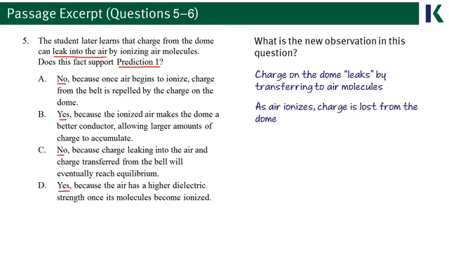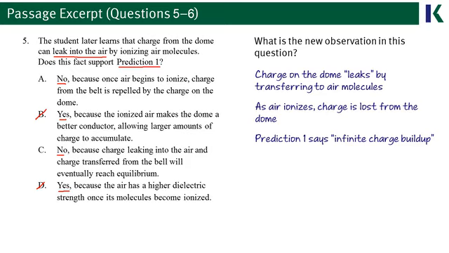It weakens prediction 1. Prediction 1 says that charge will build up infinitely on the dome. But this question stem tells us the student learned that charge is actually lost from the dome. Dome loses charge, it's not going to build up infinitely. That means right away you can eliminate B and D because the answer is no, this fact doesn't support prediction 1. But now let's take it to the final answer. Read choices A and C and pick which one is correct.